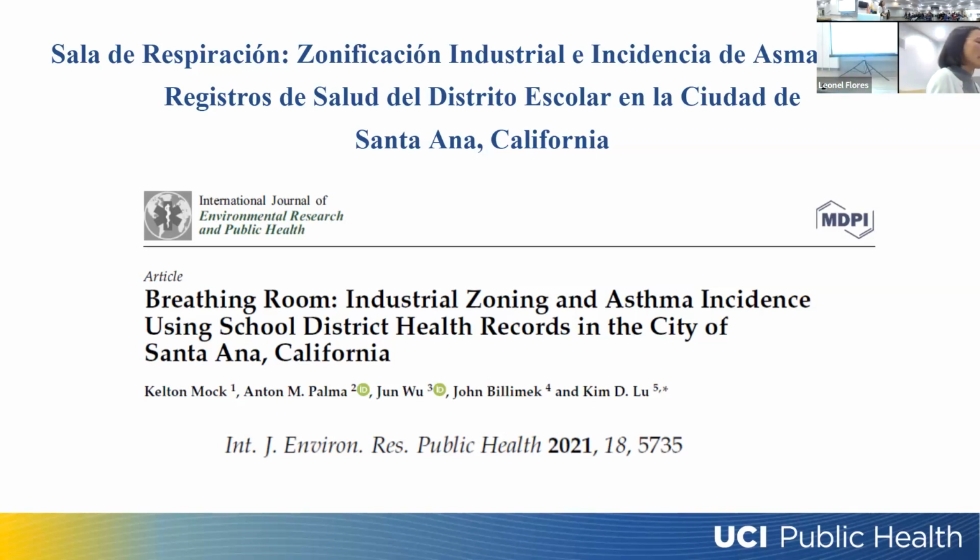I don't know whether you're aware of the industrial pollution on the east side of Santa Ana, right across from the Madison Park neighborhood. Next slide.